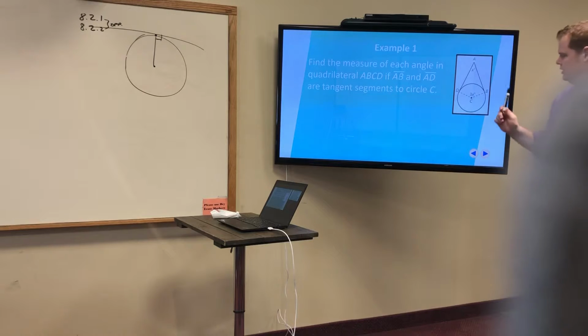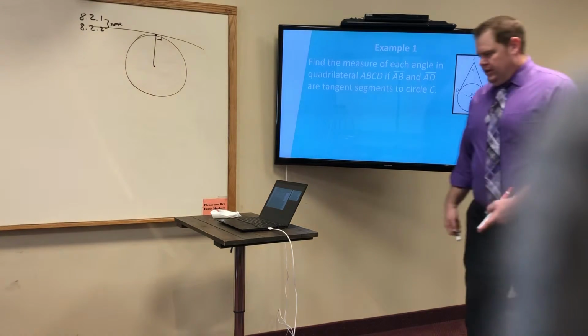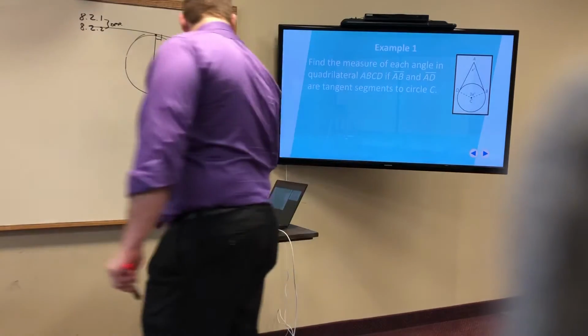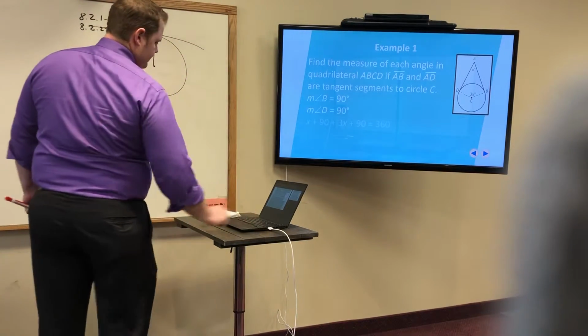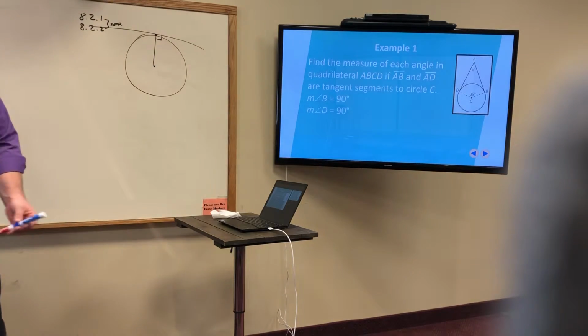So, let's think about this. What do we know about this radius going right here? Anybody tell me? Well, we would know that that's going to be 90-degree angles. Good. So angle B and angle D are both going to be right angles. So let's put that down. Okay, so we got those. Any questions?